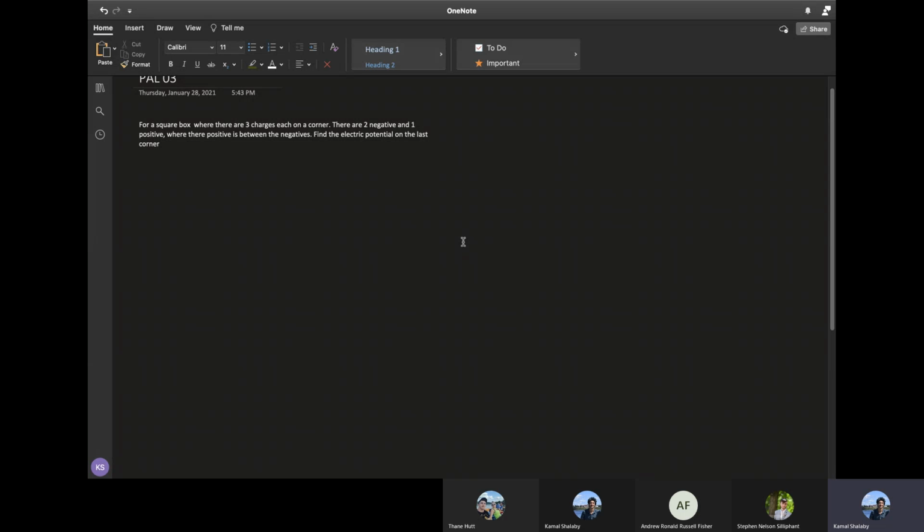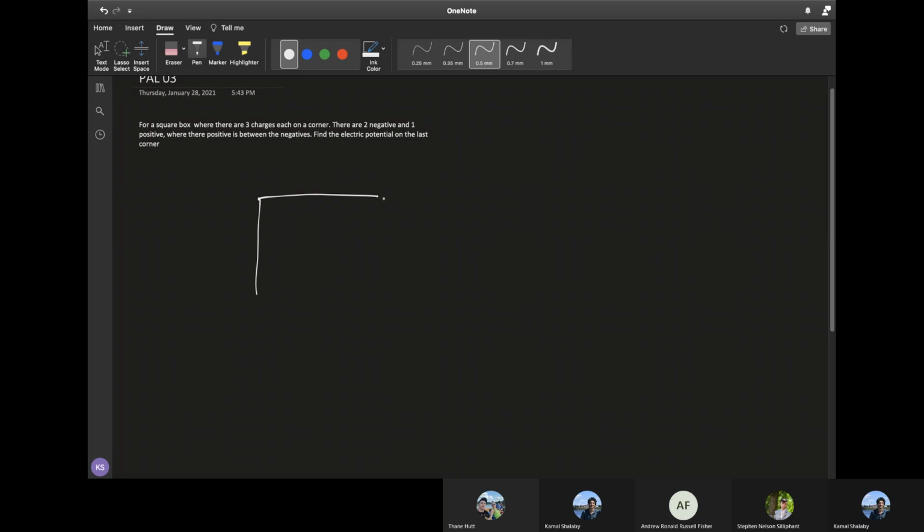So we do have a square box. It's similar to the one we did last time. Have a square box, and let me show that. And there's 3 charges. There's 2 negative and 1 positive, and the positive is between the negatives. So I'm gonna draw this as positive, this as negative, another negative in here.